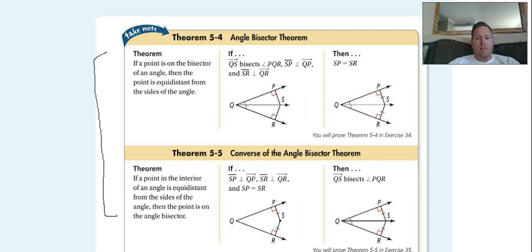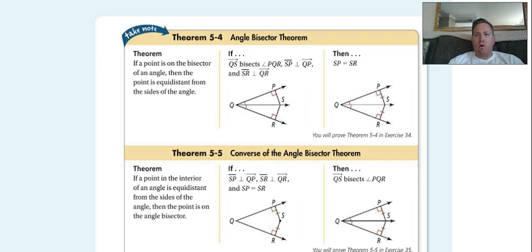And then all we're doing in 5.5 is taking that and now taking the converse. So we're saying if a point is in the interior of an angle and it is equidistant from the sides of the angle, then the point is on the angle bisector. Alright, so let's do a few problems to clarify what these theorems are talking about.